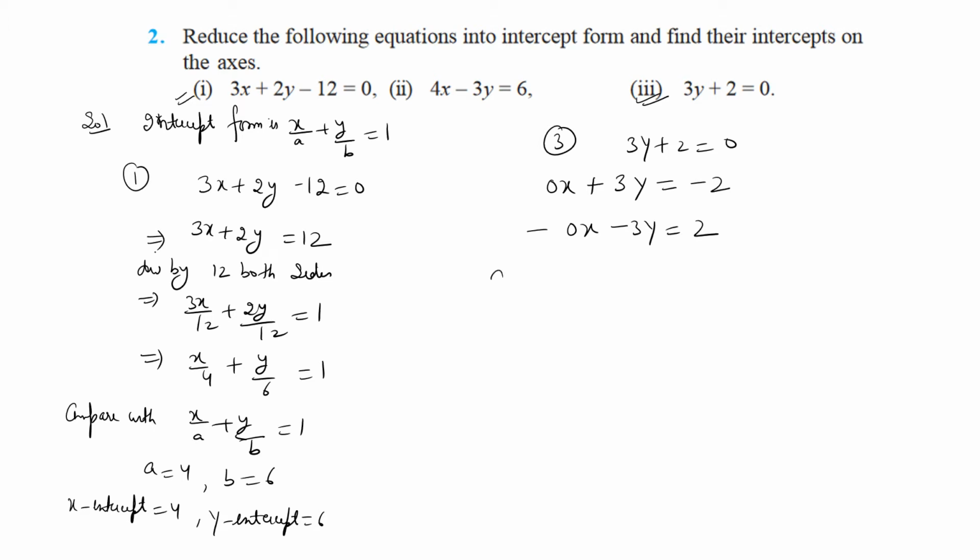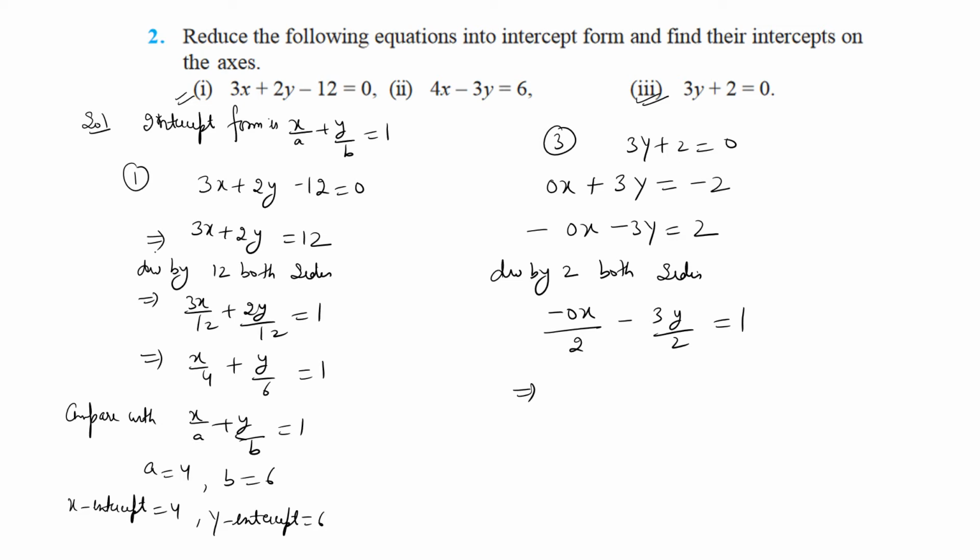Okay, divide by 2 both sides. Why? Because I have to make the constant 1. So it becomes minus 3y upon 2 is equal to 1. Okay, so you can clearly see from here how we are going to express this, means how to express it in your form of x upon a plus y upon b equal to 1. Okay, right.